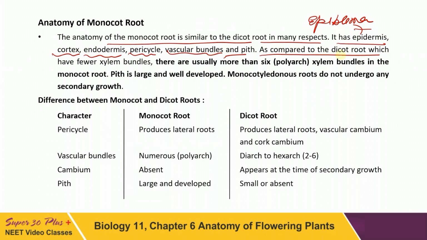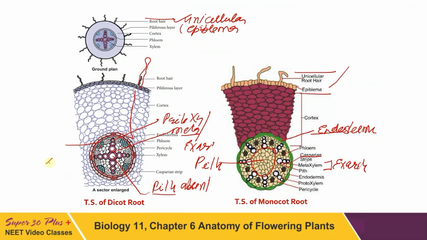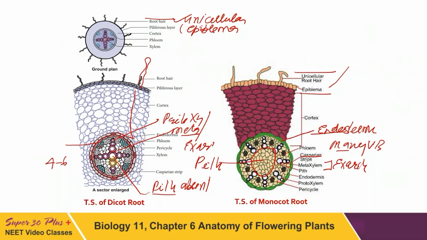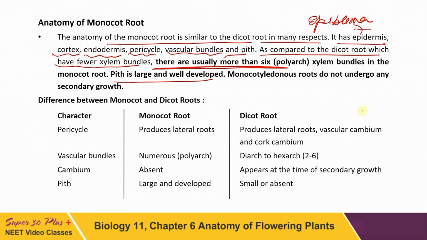In case of dicot root, we have few xylem bundles, few vascular bundles. There are usually more than 6, as I told you in the diagram also. You can see here, there are 4 to 6. Here many vascular bundles are there, right? So you see, pith is large. You can see once more here. Here pith is absent, or if it is present, it is very, very small. But here the pith is larger. Large pith is there in monocot root.